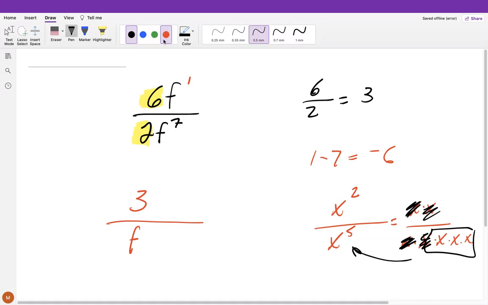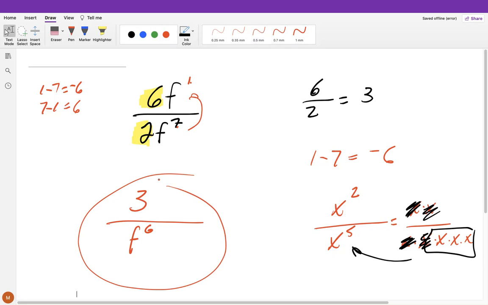So here, like I said, it doesn't matter if we do 1 minus 7 or 7 minus 1, it's still going to give us the 6 in return. So we can just think about, okay, I have more in my denominator, so I can do 7 minus 1, and that's going to give me 6. So my answer has to remain in my denominator.